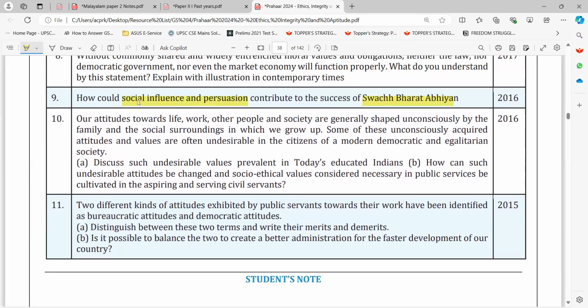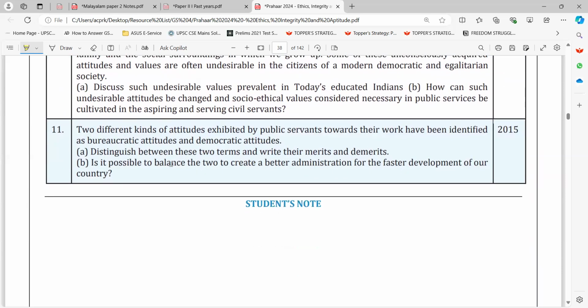Tenth one is, our attitudes towards life, work, other people, and society are generally shaped unconsciously by the family and the social surroundings in which we grow up. Some of these unconsciously acquired attitudes and values are often undesirable in the citizens of a modern democratic and egalitarian society. A. Discuss such undesirable values prevalent in today's educated Indians. B. How can such undesirable attitudes be changed and social ethical values considered necessary in public services be cultivated in the aspiring and serving civil servants?